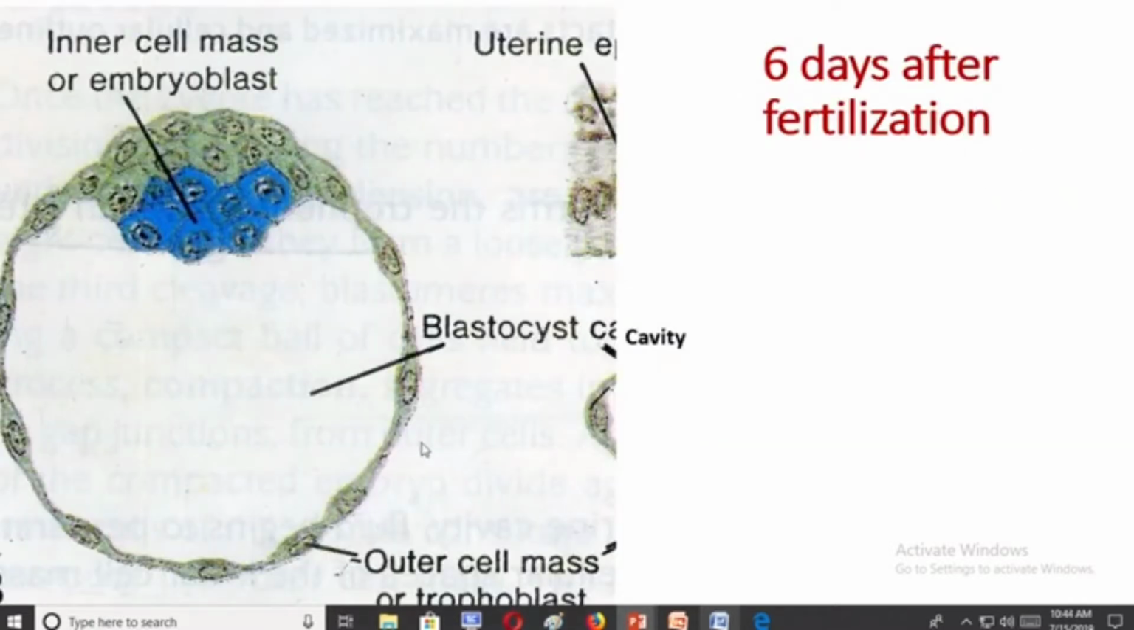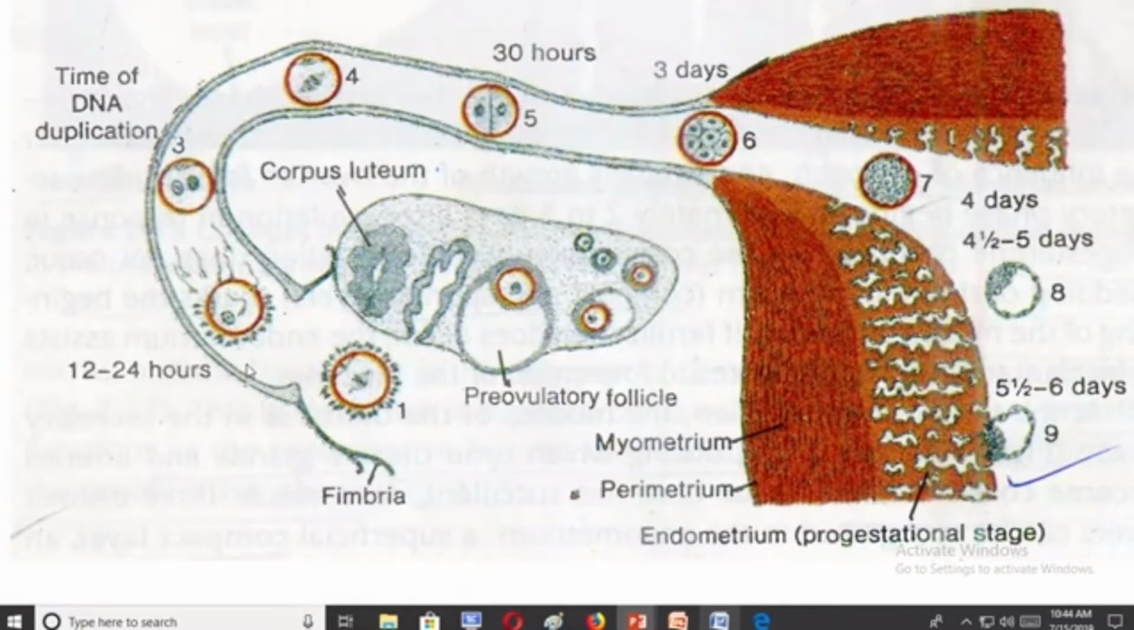This is the blastocyst. It forms 7 days after fertilization. This is the embryoblast or inner cell mass. This is the outer cell mass or trophoblast, and this is the blastocyst cavity. So this picture shows the first week of development. It shows ovulation, fertilization, zygote formation, 2 cell stage, 16 cell stage, morula, blastocyst, and within 6 days, the implantation starts.